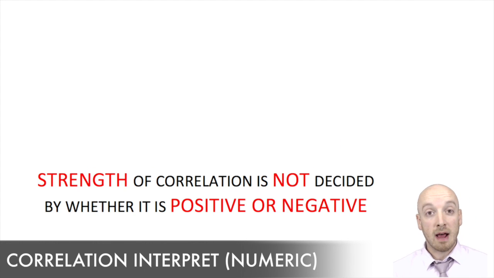Now remember from the graphs how I didn't care if my points were trending upwards or downwards on the graph? All I cared about was how close they were together. The same kind of idea applies when we have a number for correlation. I don't care if my number is positive or negative. All I'm looking for is how big that number is.